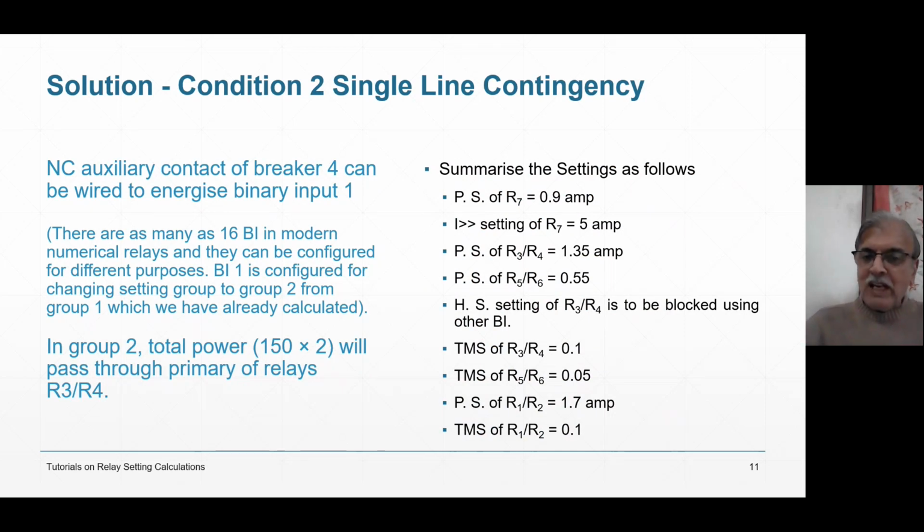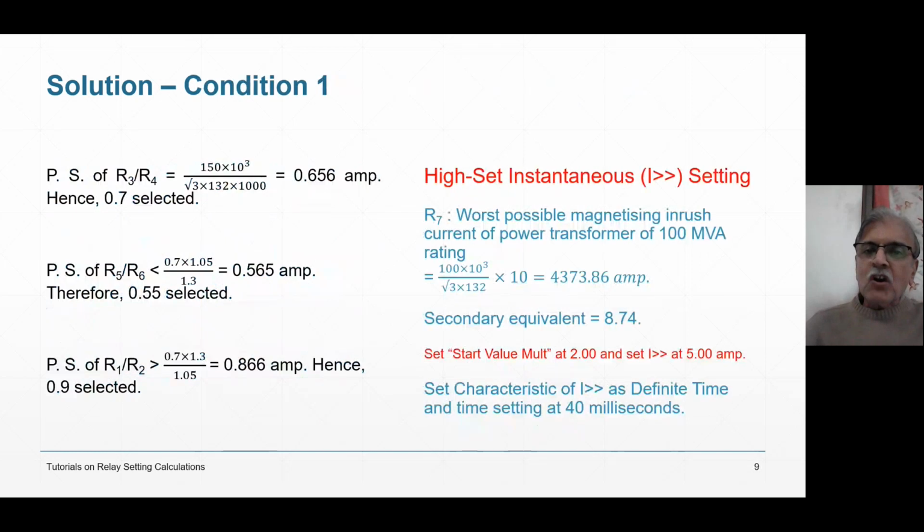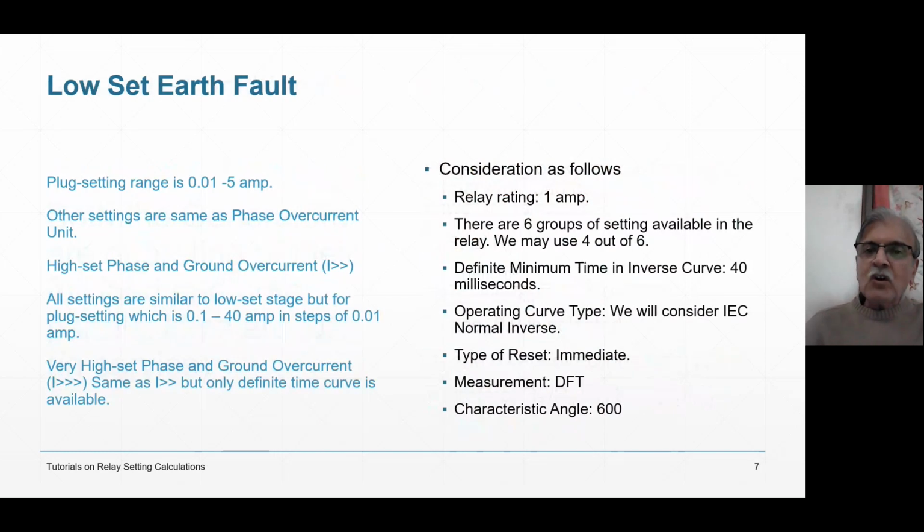Try to understand why I am being able to maintain 0.55. Through R5, R6 also 1.312 is flowing, and my setting is 0.55. Yet R5, R6 will not maloperate. Why will they not maloperate?